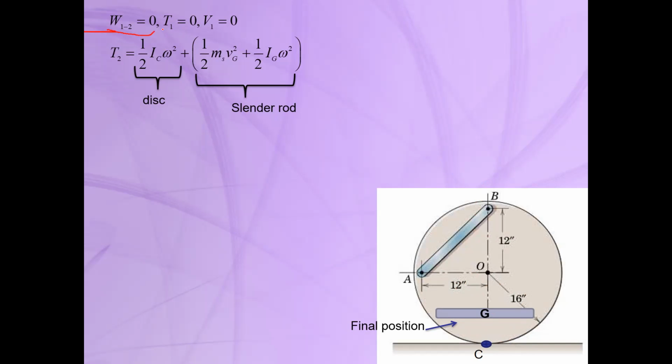The system is released from rest, so T1, the initial kinetic energy, is equal to zero. And V1 again is equal to zero because we assume that the initial position is the datum level for the gravity. Now we should obtain the final position kinetic and potential energy. The kinetic energy is due to the disk and the cylinder rod. As you can see, we have the kinetic energy for the disk, which is equal to half I_C omega squared. We have only this term because this is a rotation without slipping.